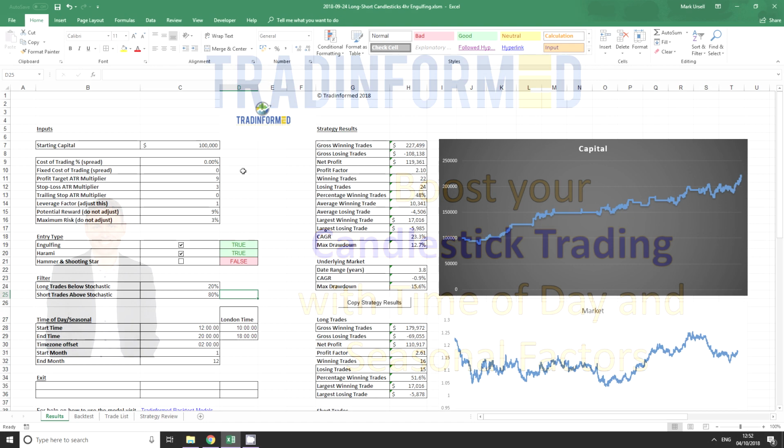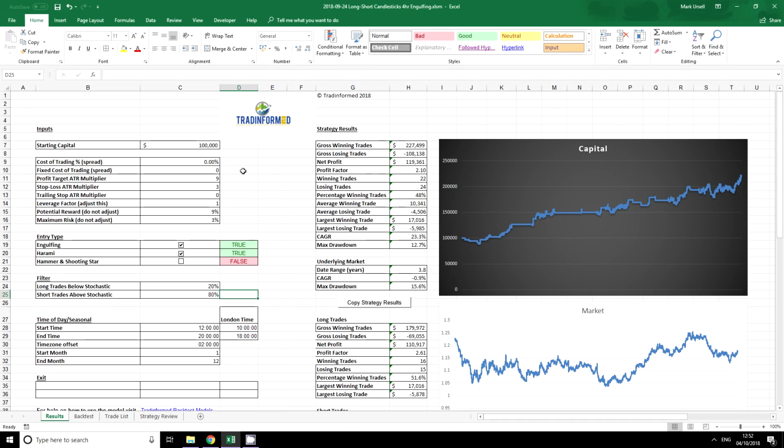Now, on the screen at the moment, we have the backtest model that I've been using for the other videos. And if you watch the other two videos, you will be aware that we have identified two different strategies. Firstly, the reversal strategy using the hammer and shooting star, which has a profit target and stop loss of the same value. And then there is the filtered harami and engulfing patterns, which is shown on the screen at the moment. And this takes trades in overbought and oversold conditions.